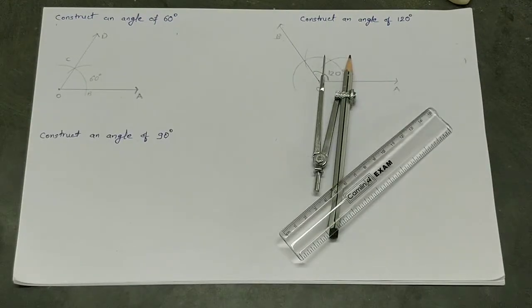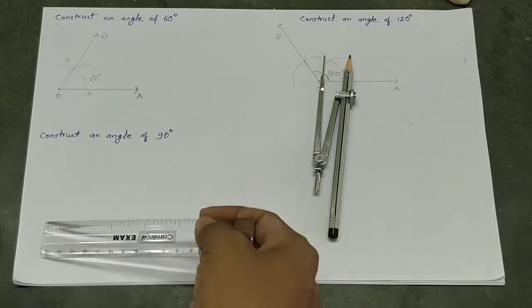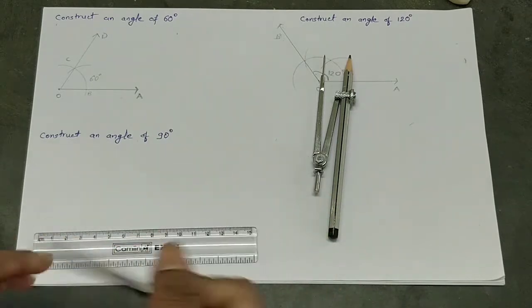Construct an angle of 90 degree. So in order to construct an angle of 90 degree, first let us draw one base.